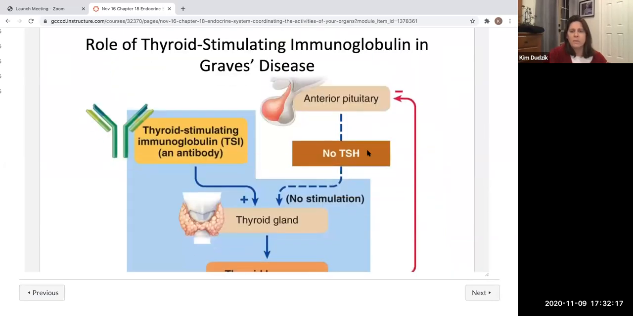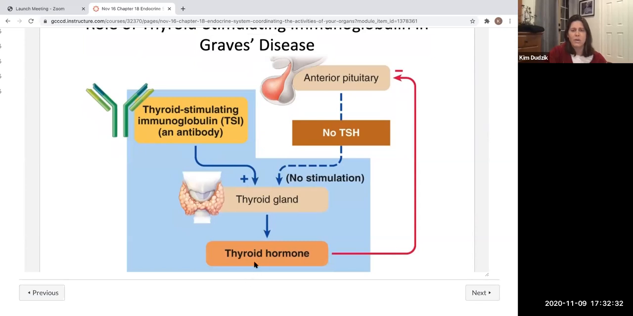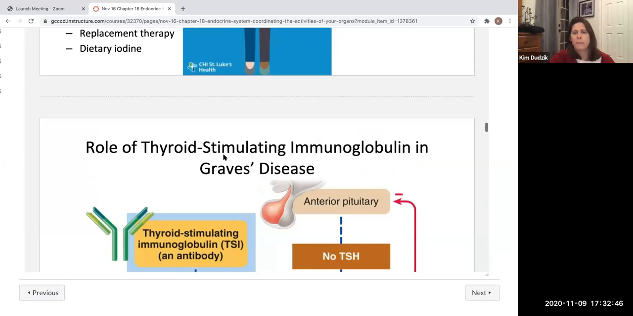So the anterior pituitary is not producing TSH because this TSI is being produced. Again, that's just autoimmune disease. So the body is producing TSI, and that's acting on the thyroid gland. Okay, and so the anterior pituitary thinks, oh, I'm not supposed to be producing TSH. However, with all the TSI, it overstimulates the thyroid gland, and that's where you get this hyperthyroidism.